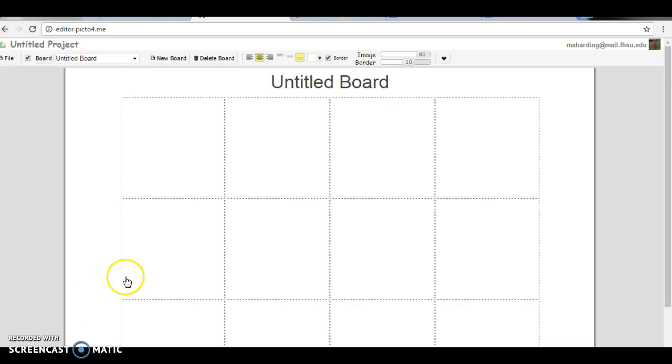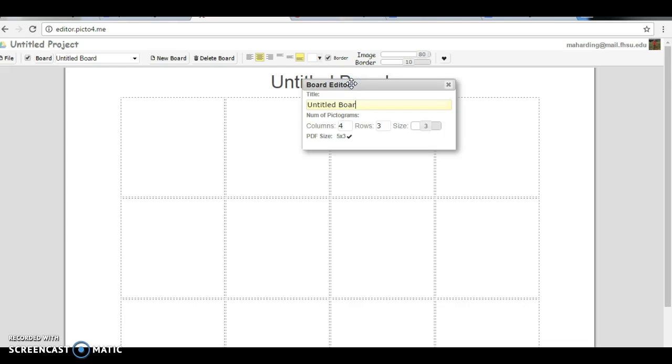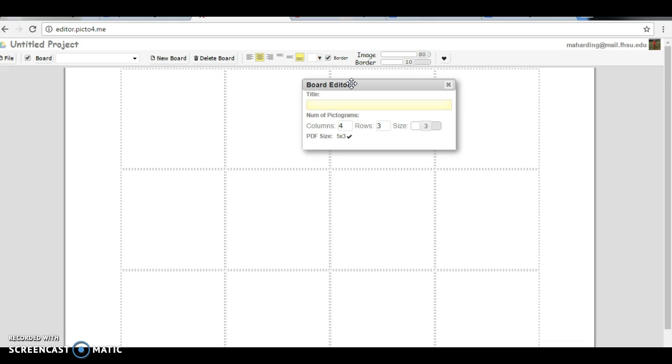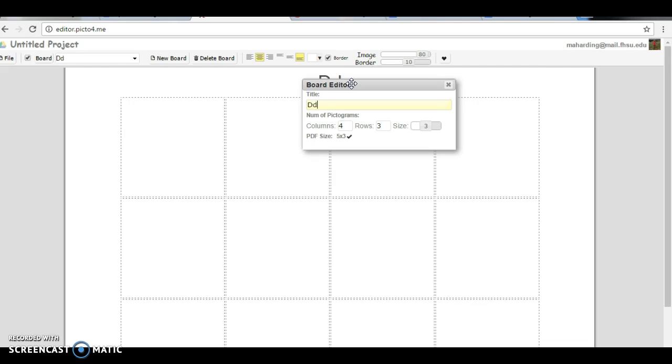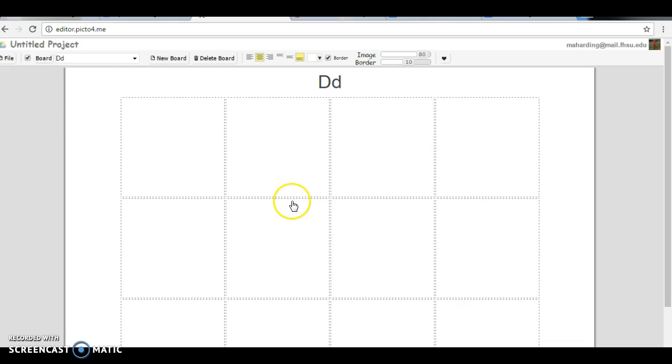So I'm going to begin by going up to where it says Untitled Board, and I need to change the title so that it matches the letter I'm looking for. I'm looking for the letter D today, so I'm going to put both a capital D and lowercase d as my title. When I'm finished with the box, I'm going to use this X to close out so I can move on to the next step.